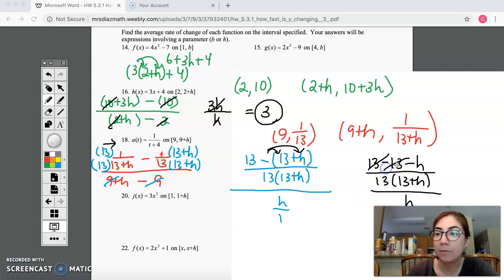These 13s cancel. We're left with negative h on the top. Notice we can multiply by the reciprocal, which is 1 over h. Those cancel. These h's do in fact cancel, but you're left with negative 1 on the top. So negative 1 over 13 times 13 plus h. And that is not pretty, but that's going to be our answer. You could leave it like this, or you could distribute the 13 however you like, but that's where I'm going to stop.